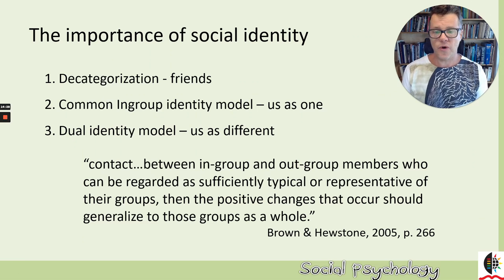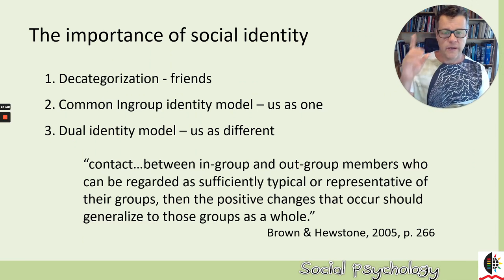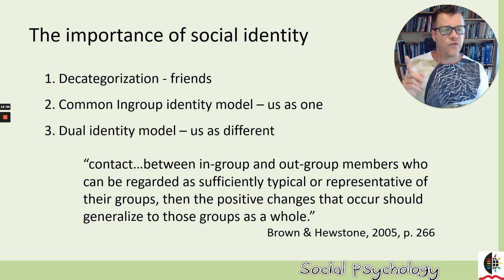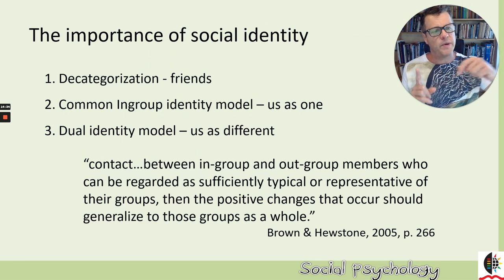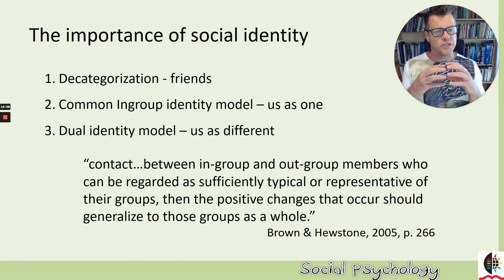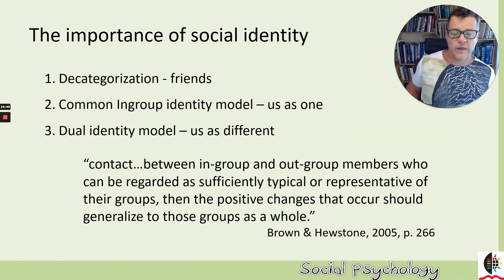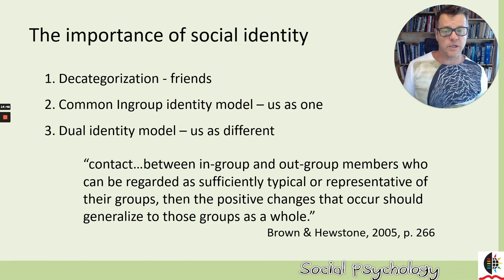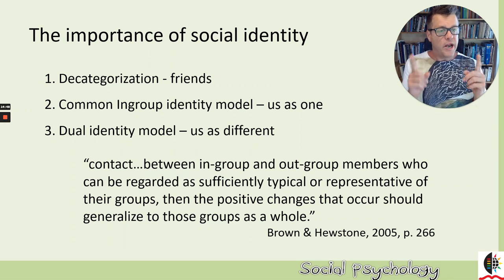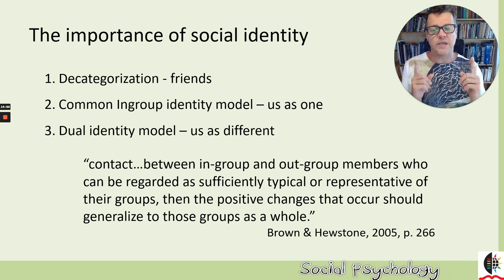And then the third way, and this is an important issue, the dual identity theory. For these changing attitudes to be long-standing, and for the changing attitudes to generalize, not just that we now like our friends of this group, but actually still prejudiced against others, the argument is that we still need our racial identities or whatever needs to be salient.